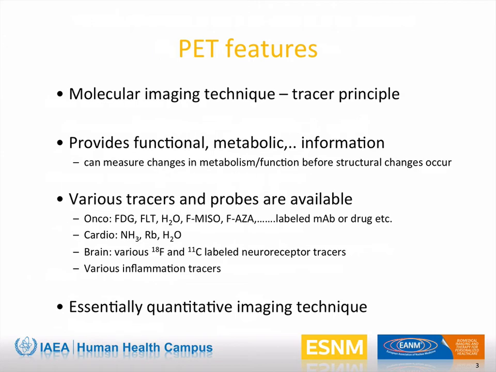This is what we usually know about PET. We know that it is a molecular imaging technique based on the tracer principle that can provide different kinds of information, from functional to metabolic information, and various tracers are available for this. This is a list of examples from oncological to cardiological applications, brain studies, and all this information can be obtained in a quantitative way. But what is really behind all of this? What is the real objective of PET measurement?